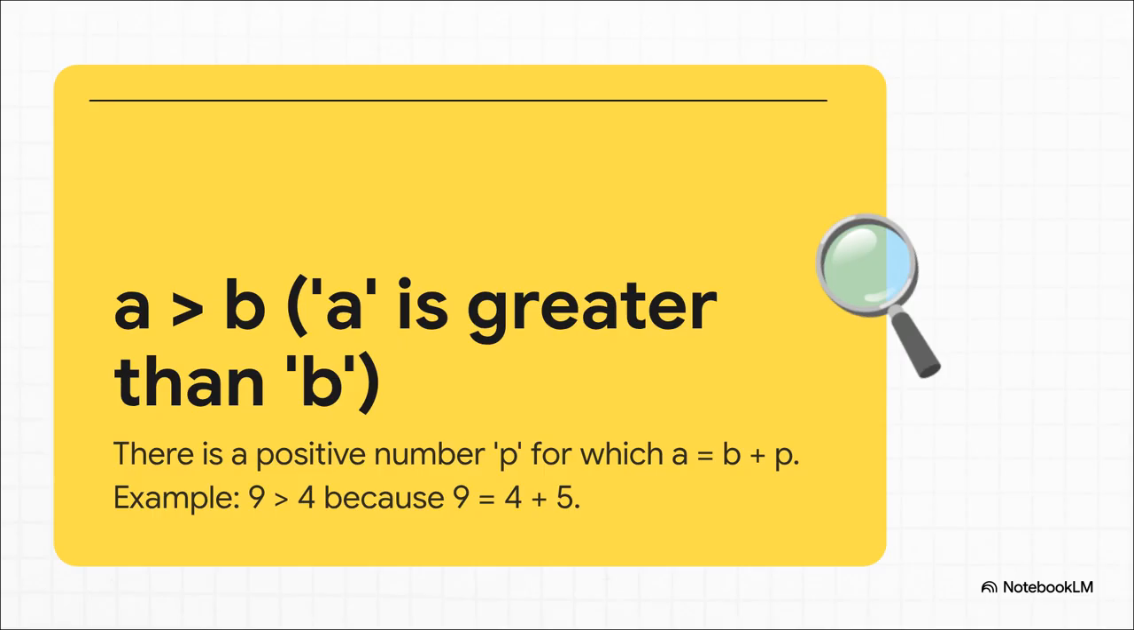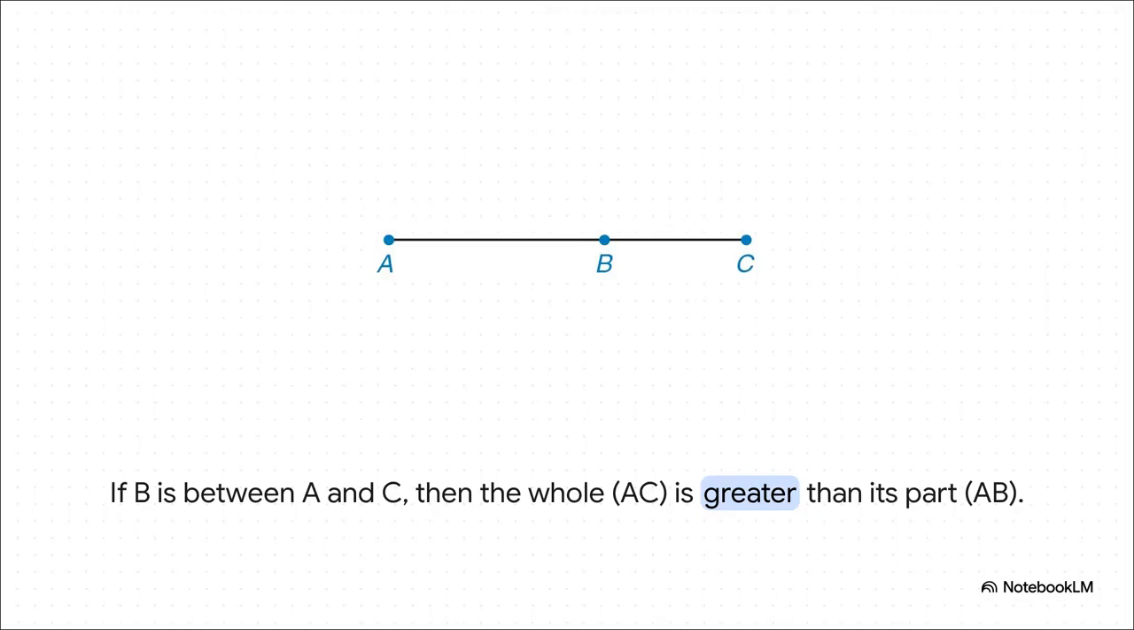Just look at the example. 9 is greater than 4. Why? Because you can add a positive 5 to 4 to hit 9. Simple as that. And you know what? This same idea translates perfectly into geometry.